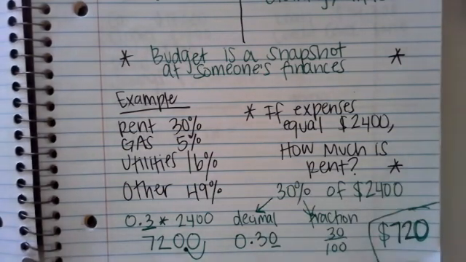But these are all the components of a budget. This is an example of how you may see it. So utilize this example in these notes when you need help later in your work.